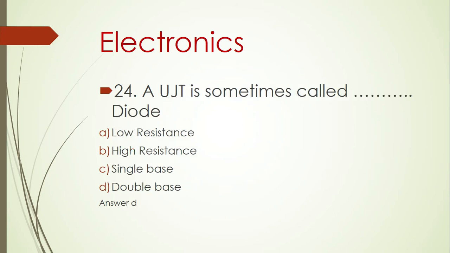24. A UJT is sometimes called dash diode: low resistance, high resistance, single base and double base. Option D, double base. A UJT is sometimes called double base diode.